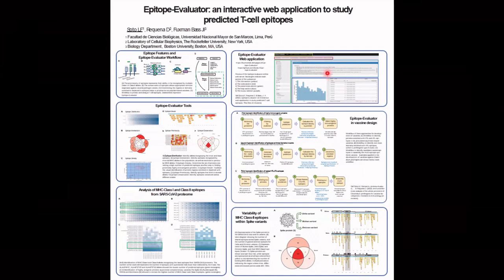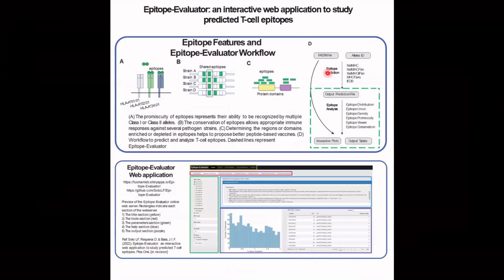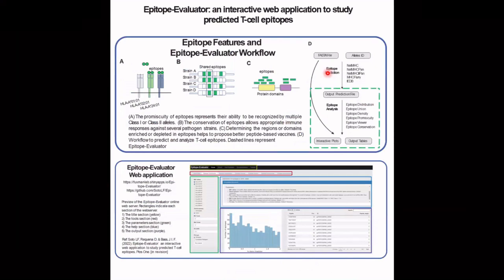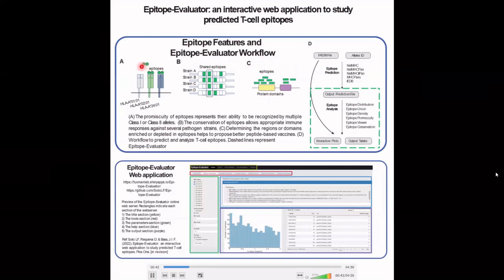Nowadays, there are many software to predict T-cell epitopes, but there are few software to do the analysis. Important features of these epitopes include the promiscuity, the conservation, and the location. The promiscuity is the ability of the epitope to bind to several alleles. The conservation helps to identify epitopes that can generate protection against different pathogen strains. And the location is important to correlate the number of epitopes with functional domains or non-toxic domains.